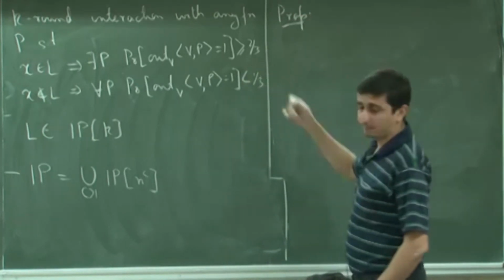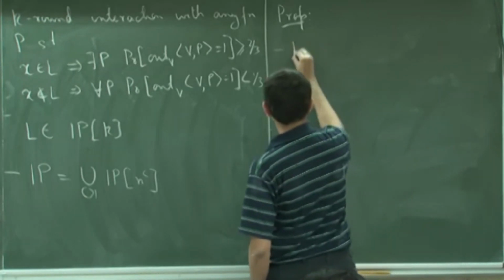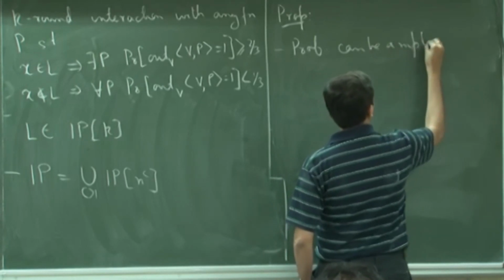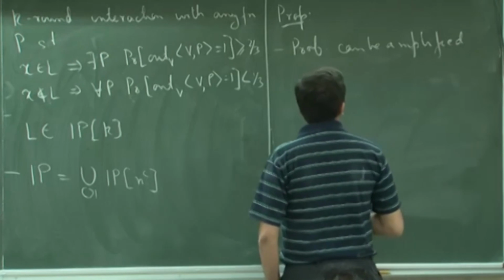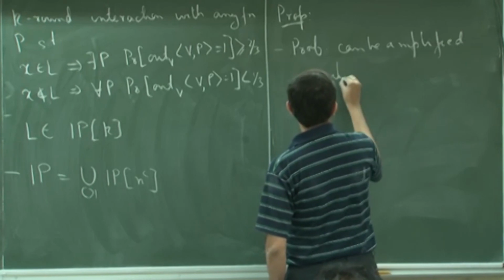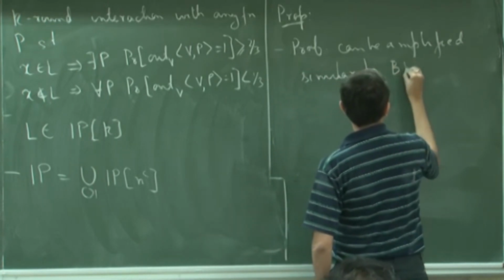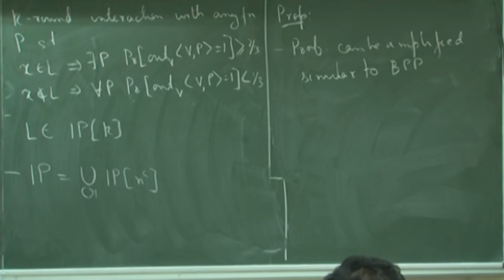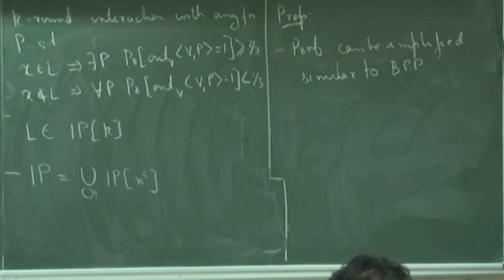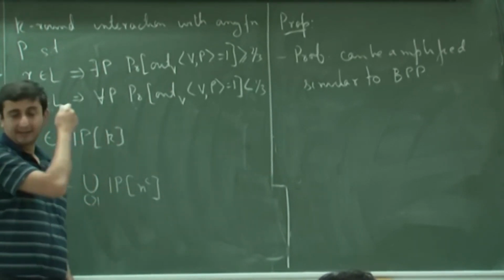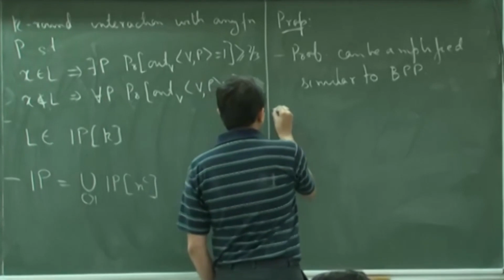Firstly, this probability can be amplified. Same as what we do in BPP, we take multiple trials and then we take the majority of the answers. If we do the same thing here with the same proof technique, basically just applying the Chernoff bound, you will get that it can be amplified. So, that is one thing.